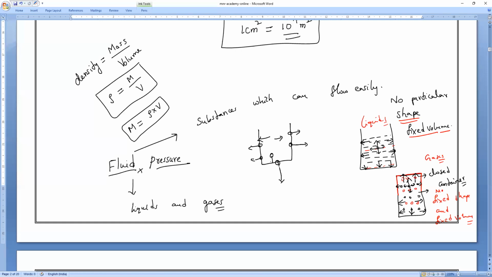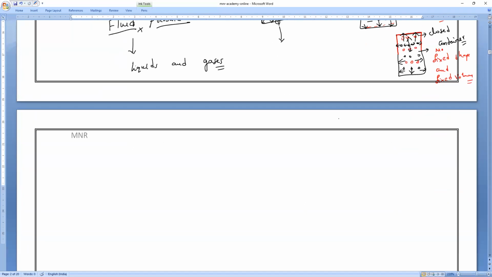Every particle has pressure between them, and they also exert pressure on the walls of the container. Do you understand, everyone? That is the difference between solids and fluids. Now, if you want to consider fluid pressure, what is the mathematical expression for fluid pressure? Very, very important one.